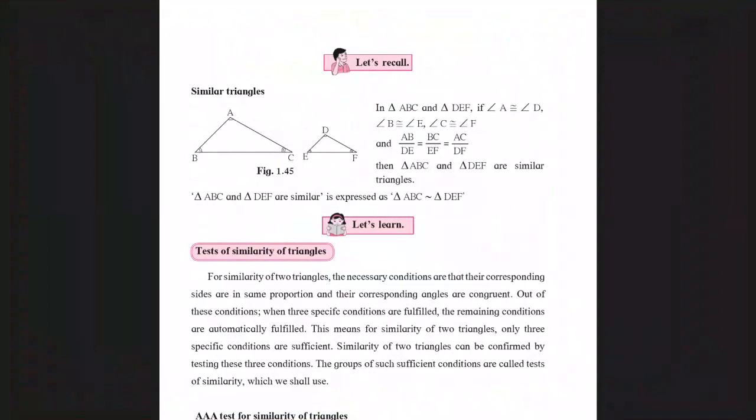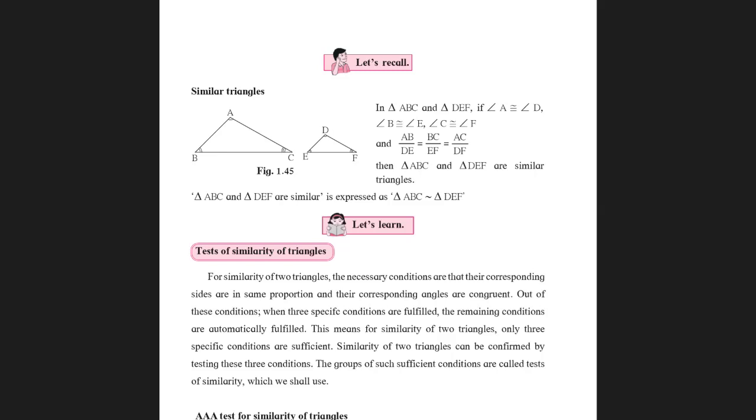If angle A is congruent to angle D, angle B is congruent to angle E, and angle C is congruent to angle F, and the sides are in proportion, the corresponding sides, that is AB upon DE is equal to BC upon EF equal to AC upon DF, then triangle ABC is similar to triangle DEF, for ABC corresponds to DEF. Okay, you call these two triangles similar, ABC similar to DEF, when these two conditions are satisfied.